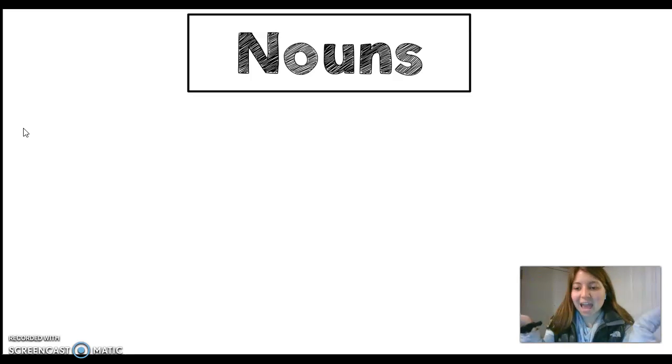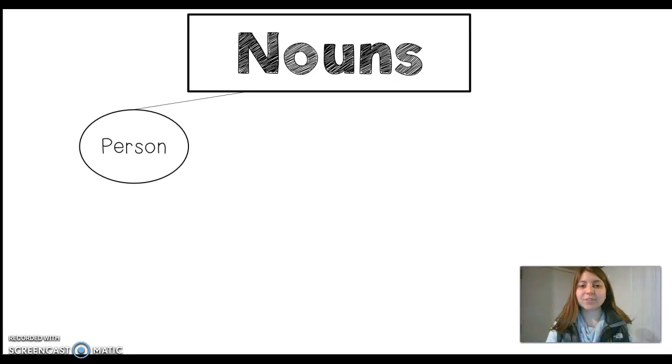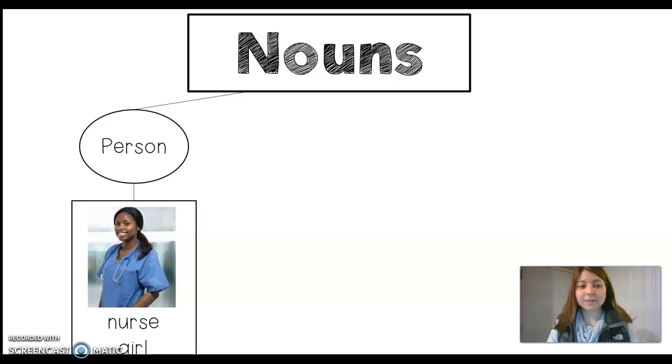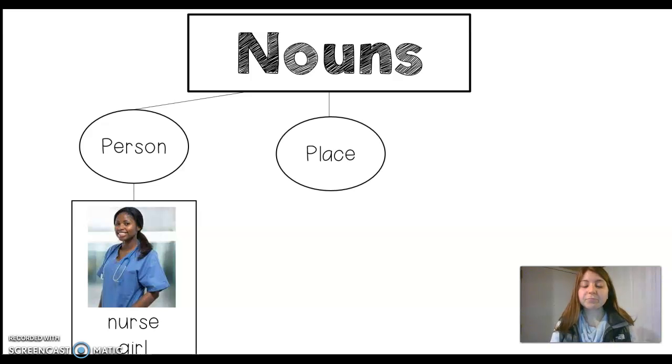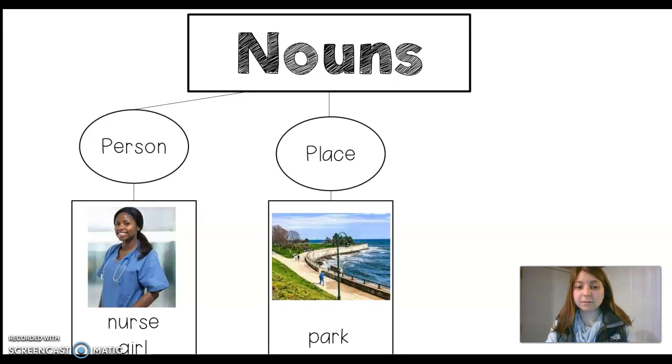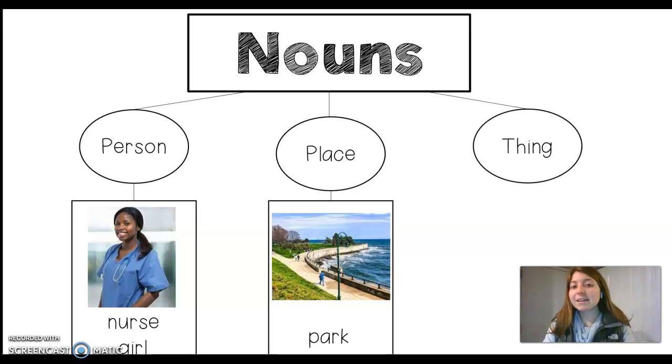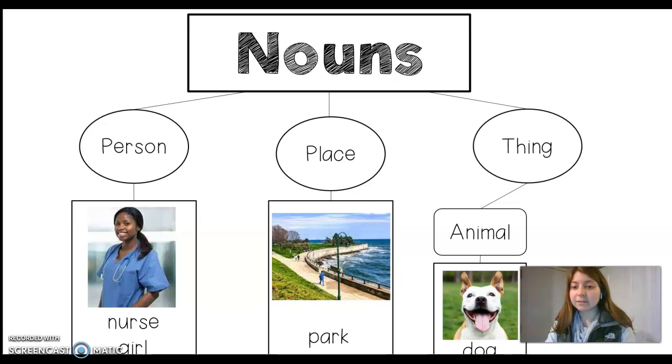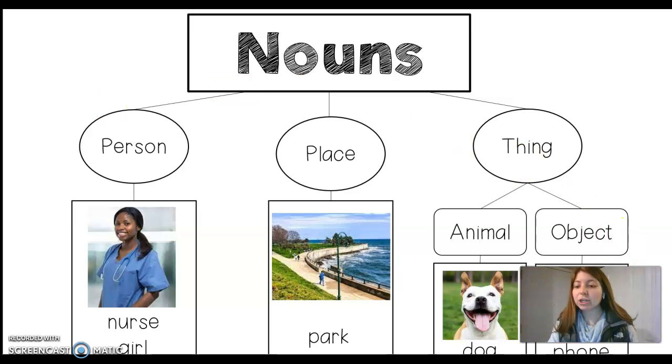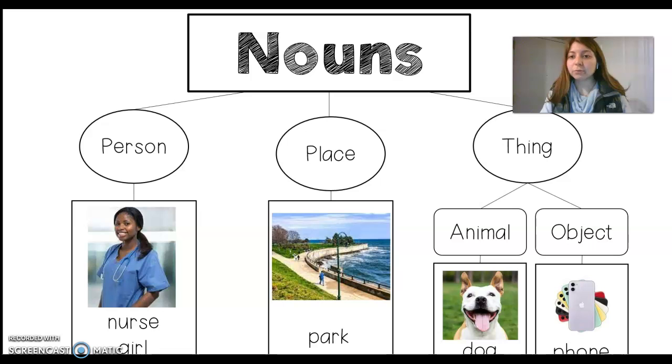So let's start with nouns. What is a noun? A noun is a person. Like this picture shows a nurse, it shows a girl. Those are both nouns. It's places, like this park. Nouns are also things. A thing might be an animal, like a dog, or it could be an object, like a phone.